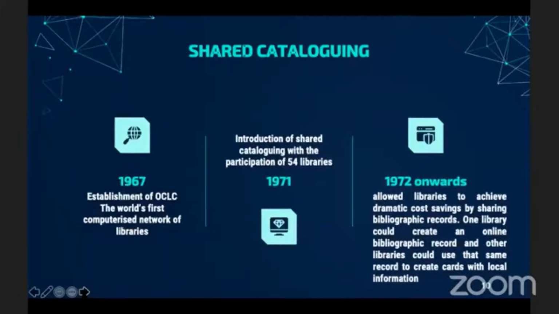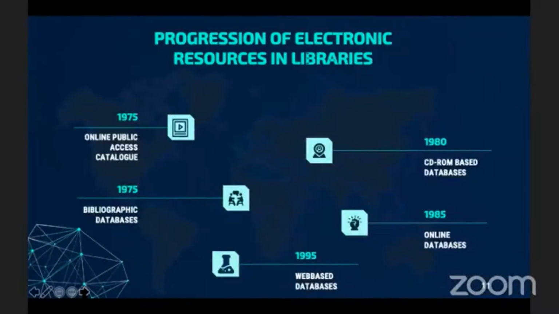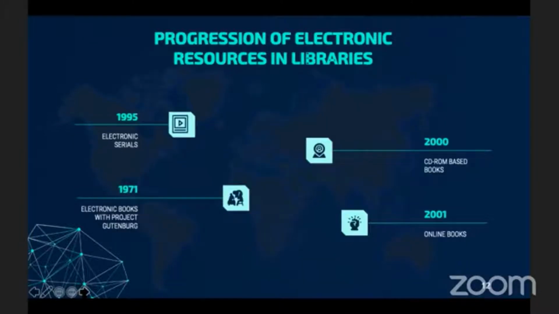The early 70s saw the introduction of shared cataloging, which allowed libraries to achieve dramatic cost saving by sharing bibliographic records. One library could create an online bibliographic record and the other libraries could use the same. So from 1972 onwards, you can see quite a lot of sharing happened between libraries. So the progression of electronic resources in libraries started from then on. Like in 1975, we saw the availability of online public access catalogs, followed by bibliographic databases in the 80s, the CD-ROM databases in the 85, the web-based ones in the 95, and that's how it progressed.